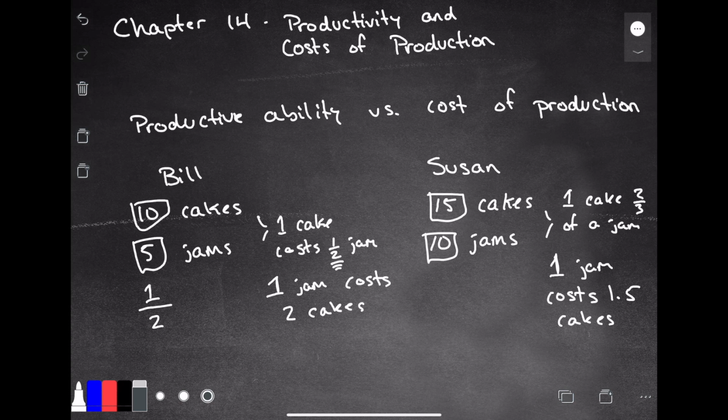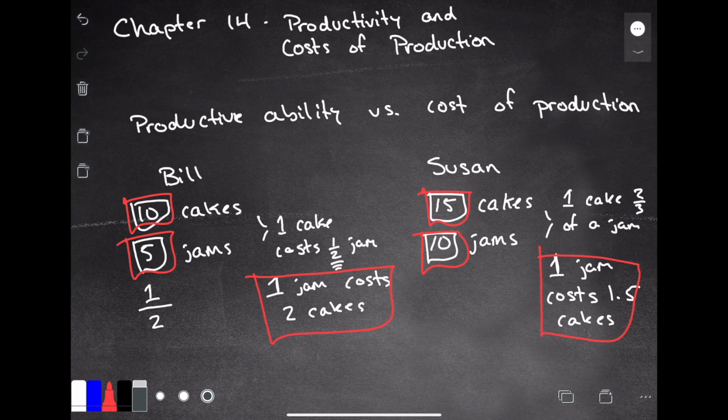Interestingly, notice that Susan is the most productive at both cakes and jam. Susan can make 15 cakes, Bill can only make 10. Susan can make 10 jams, Bill can only make 5. However, she is only the least cost producer of jam. So for Susan, 1 jam costs her 1.5 cakes, whereas for Bill, it costs him 2 cakes to make a jam. In other words, we could say that Susan gives up fewer cakes in order to produce jam than Bill does.